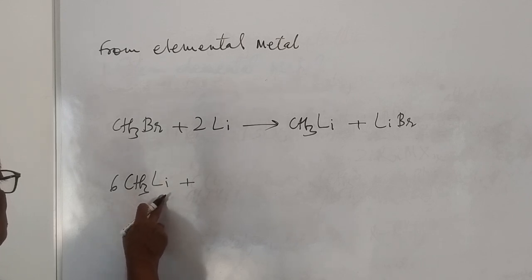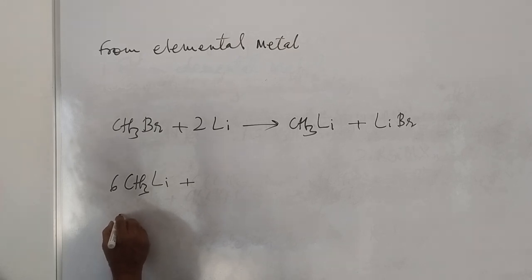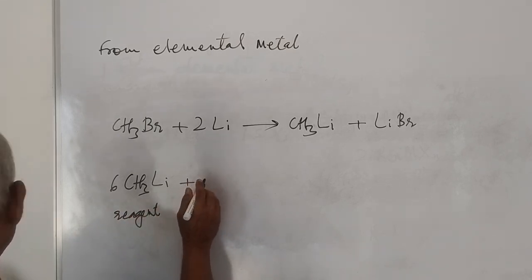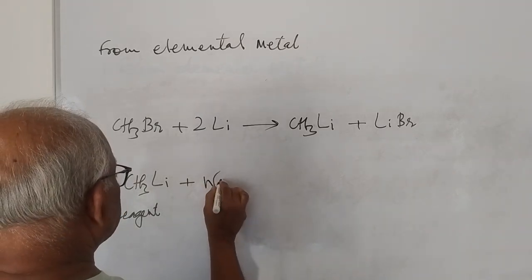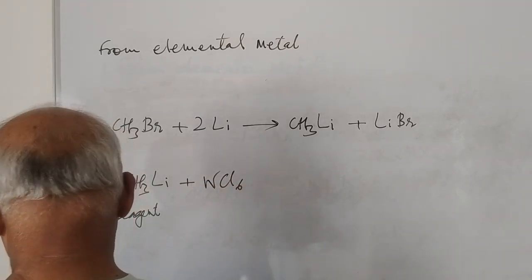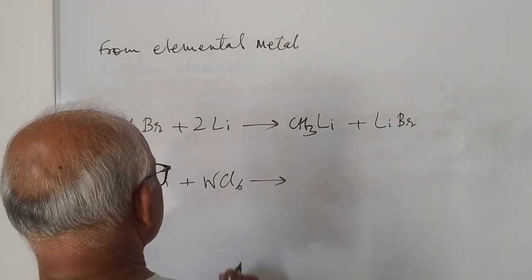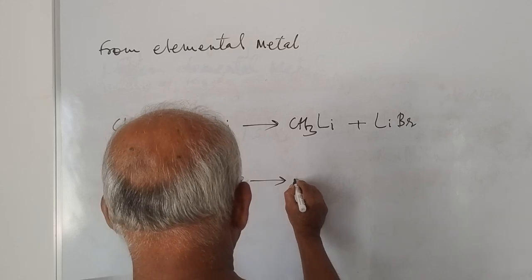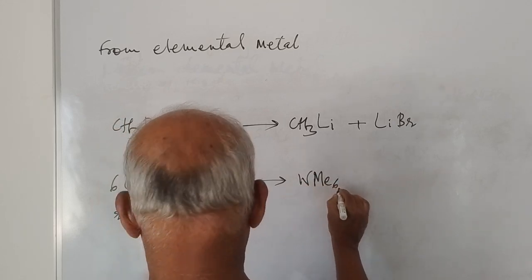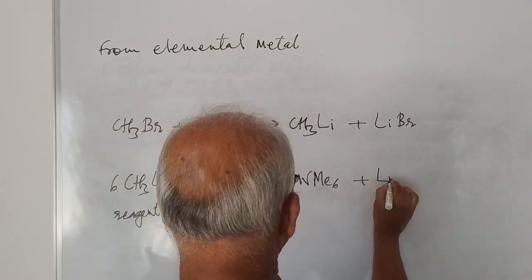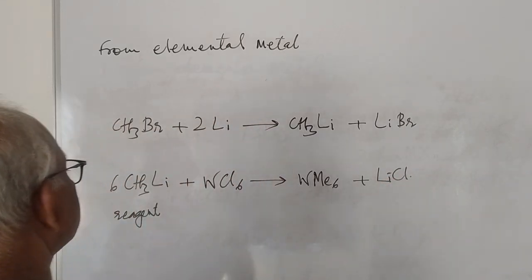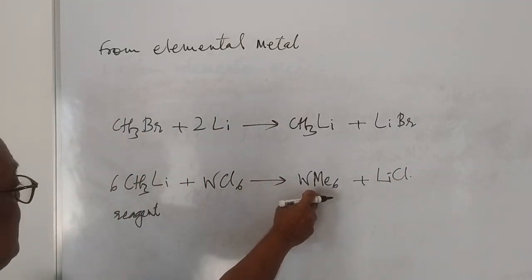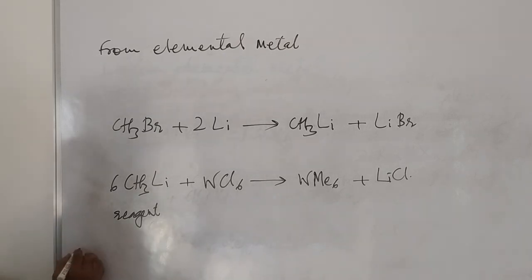So the lithium reagent, this is the reagent, and we want to prepare here the organometallic compound of tungsten, WCl6. So as a result of this we get WMe6 plus LiCl. CH3 means Me.